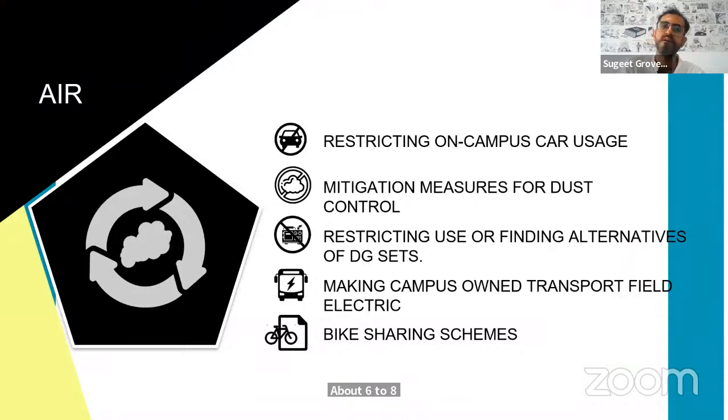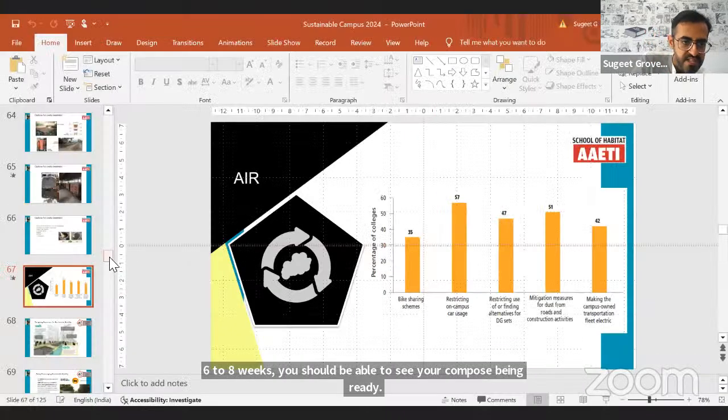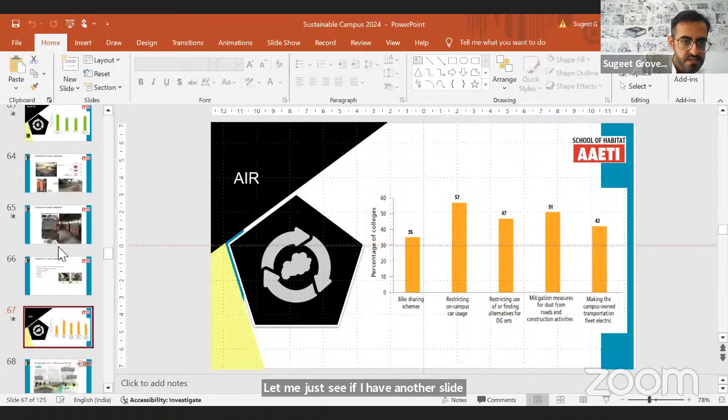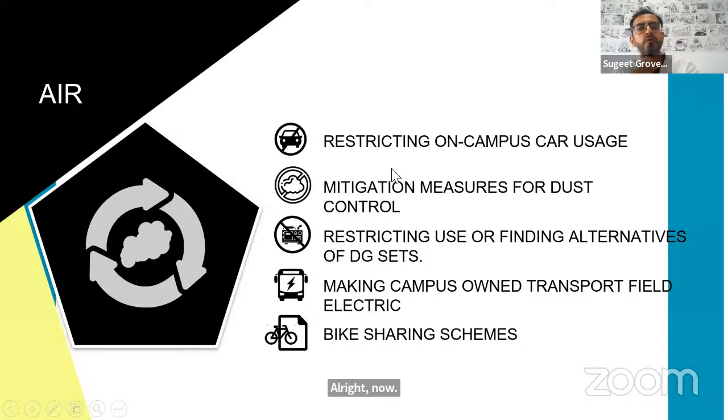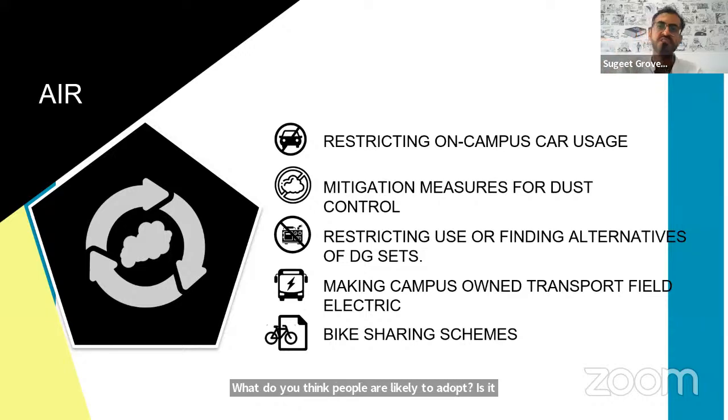Let me just see if I have another slide. All right, no. Then let me also ask this question. What do you think happens in terms of air? What do you think people are likely to adopt? Is it restricting on-campus car usage? Is it mitigation measures for dust control? Is it restricting use or finding alternatives of DG sets? Is it making campus-owned transport electric? Or is it bike sharing schemes? Which one do you think people are likely to adopt?